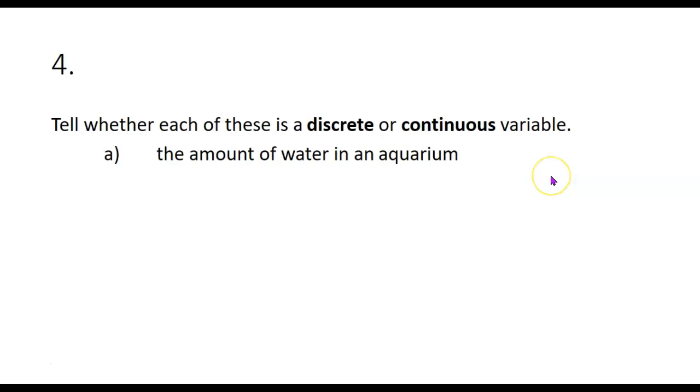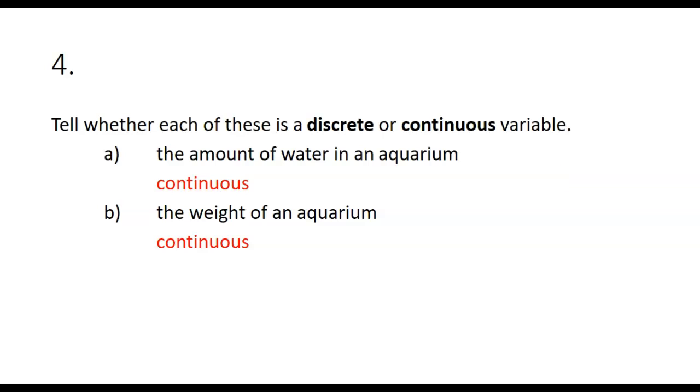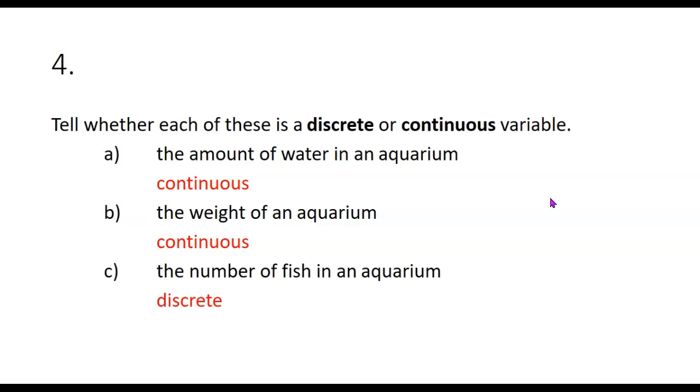It does not necessarily have to be a whole number of gallons or liters or whatever. You're measuring how much there is. That's a continuous variable. What about the weight of an aquarium? That's also continuous. What about the number of fish in an aquarium? Well, that does have to be a whole number, either 1 or 2 or 20 or whatever, but it can't be something like 3.6. You're counting how many of something there are, so that is a discrete variable.